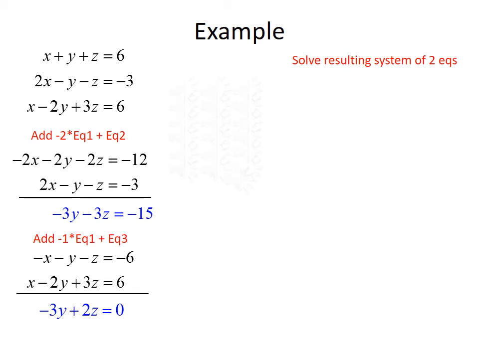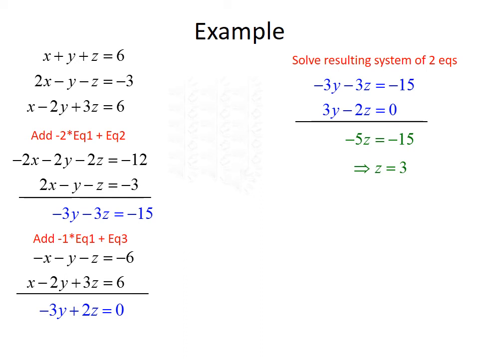So now we'll use the elimination method to solve this resulting system of two equations. We'll multiply the second equation by negative 1 and add them together. So multiplying the second equation by negative 1, so we can cancel our y's, will give us the system negative 3y minus 3z equals negative 15, and 3y minus 2z equals 0. We add our two equations together. Negative 3y plus 3y gives us 0. Negative 3z plus a negative 2z gives us negative 5z. And negative 15 plus 0 gives us negative 15. So we're left with the equation negative 5z equals negative 15. If we divide both sides of the equation by negative 5, we wind up with z is equal to 3.